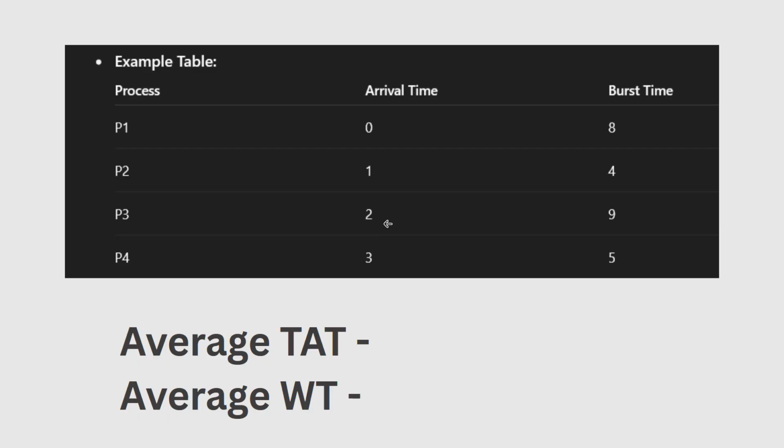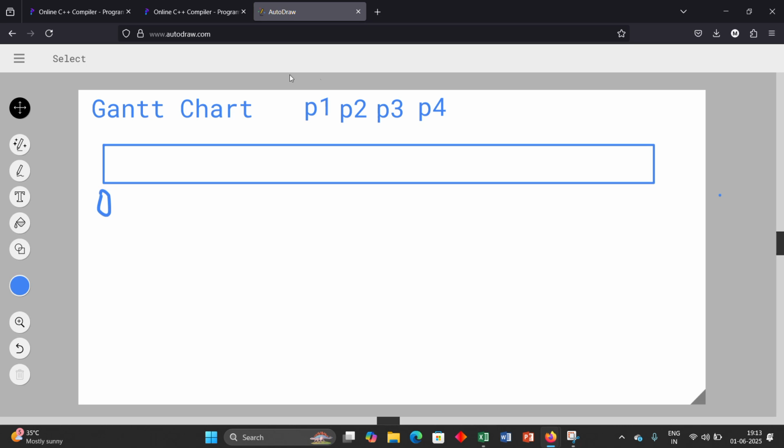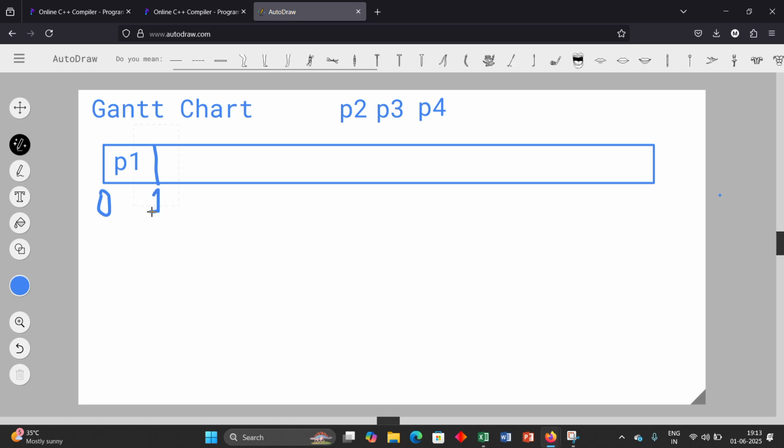So at time 0, we have only process P1 in the ready queue. So P1 will get the CPU and, suppose, it will execute for 1 second.